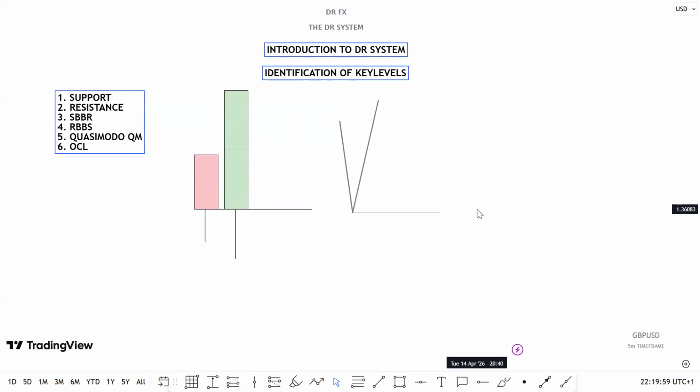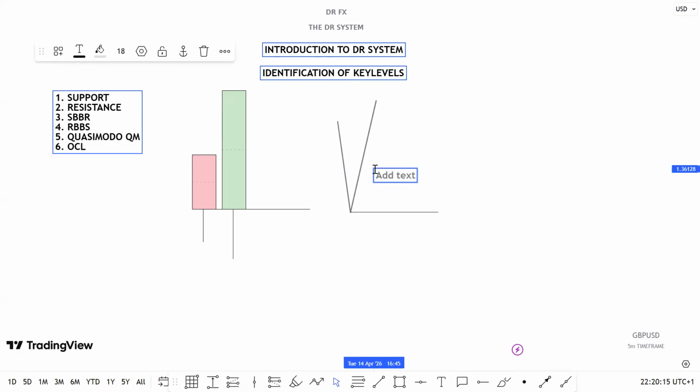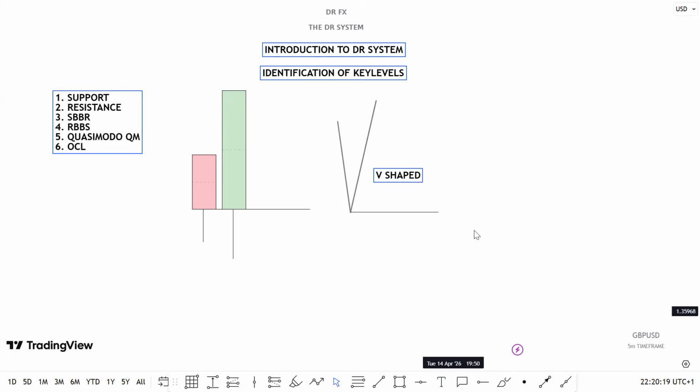So for each key level, I'll give you three pieces of information about it. The first is how it looks on the candlestick chart, and this is where you mark. You are not worried about the wick, you mark out the bodies. The second is how it looks on the line chart: it is a V-shaped key level. And thirdly, it is used for looking for buys. So around a V-shaped key level, we are going to be looking for buys. That is what we are going to be talking about on support.